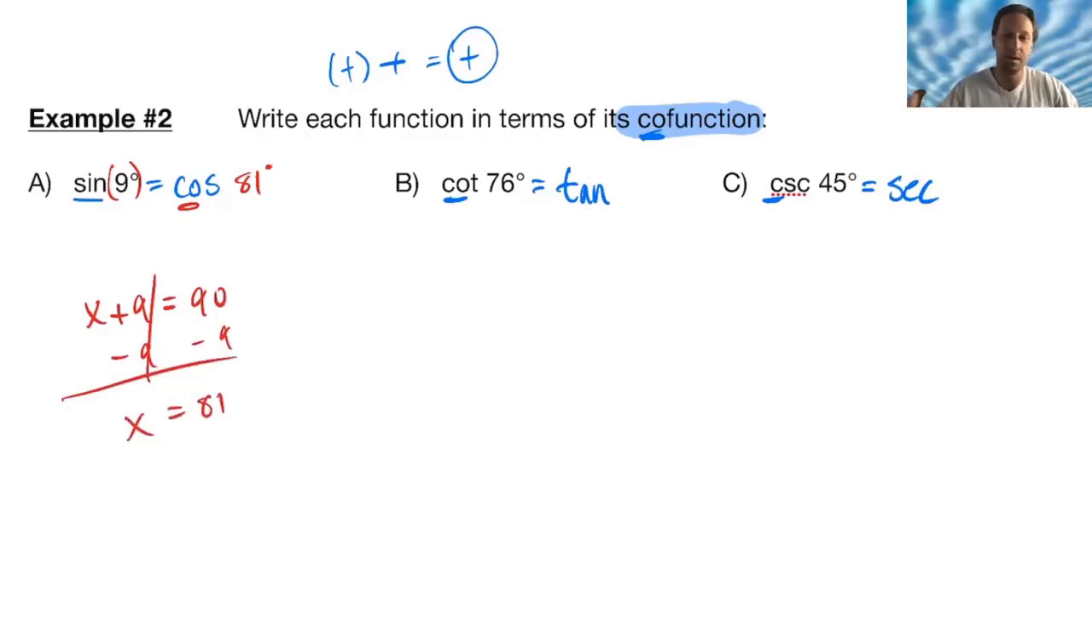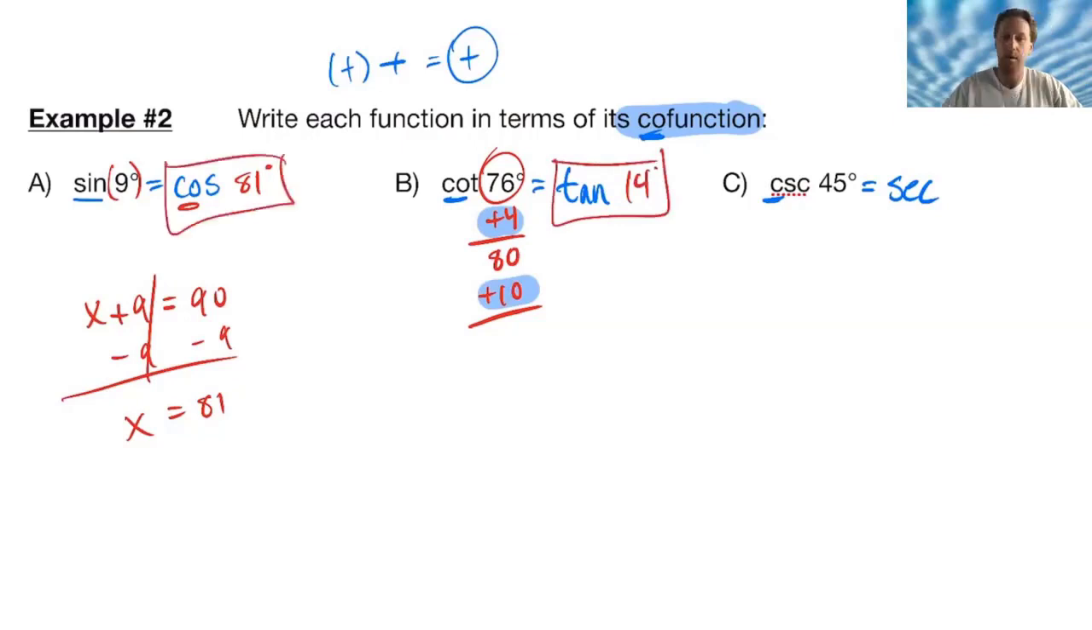Okay? But I think you guys are capable of saying what plus 76 would get me to 90. And I always like to take care of my ones first and get it to the nearest 10. So I know if I add 4, I'd be at 80, and then I'd have to add 10 more. So notice I had to add 4 and 10 for a total of 14. And that would be how I can write my cofunction equivalent to each one of these. Sine of 9 degrees, cotangent of 76, and then the cosecant of 45.